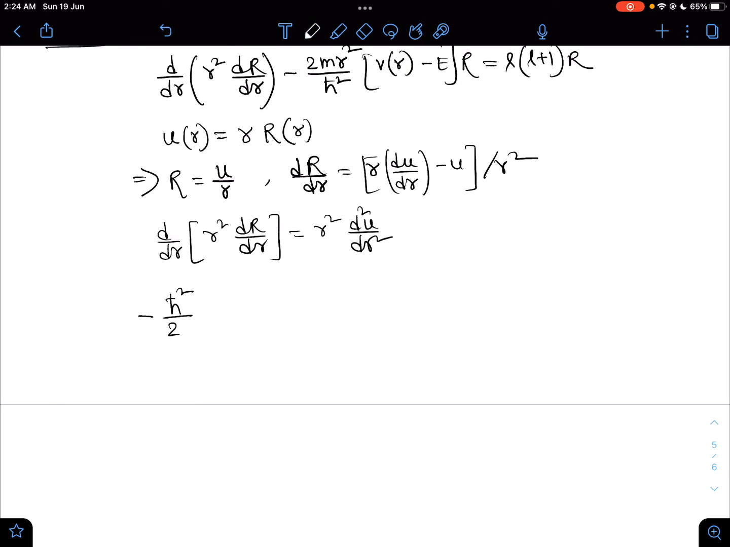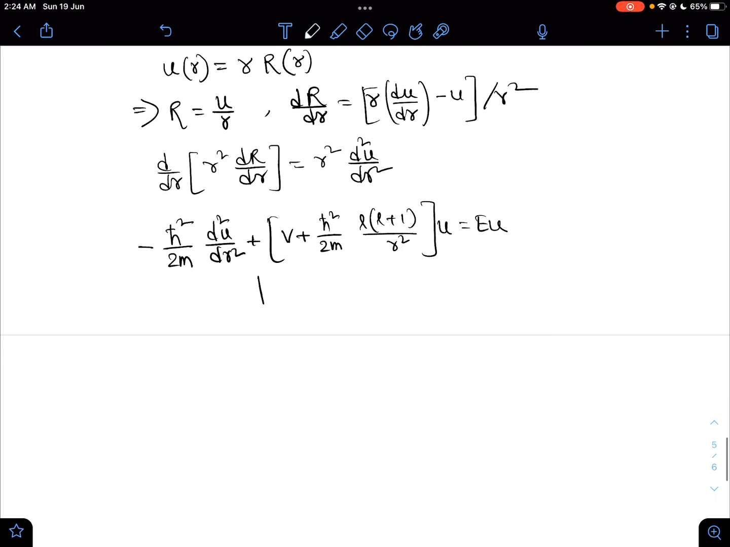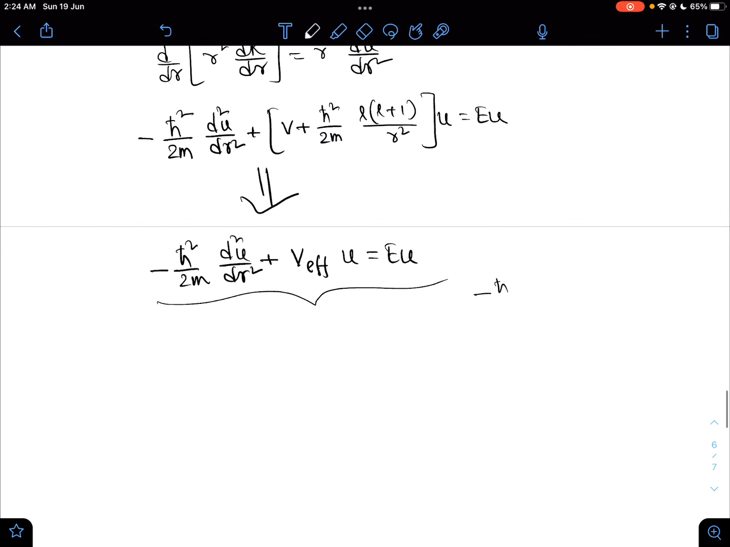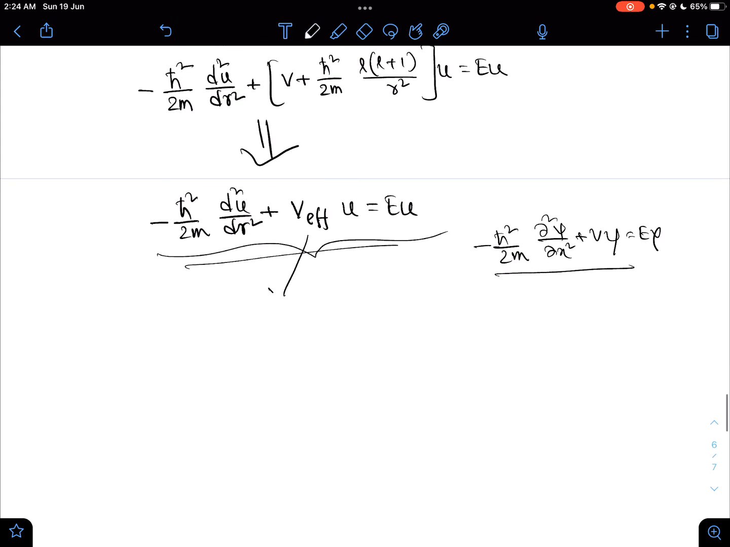So minus h cut squared by 2m d2u/dr squared plus V plus h cut squared by 2m times L into (L plus 1) by r squared, times u, equals E u. So we can write this equation as minus h cut squared by 2m d2u/dr squared plus V effective u equal to E u. If you look carefully, this is analogous to our Schrodinger equation in one dimension: minus h cut squared by 2m d2 psi/dx squared plus V psi equal to E psi. So these two equations are analogous. The only change is that in place of V, we have our effective potential V effective.